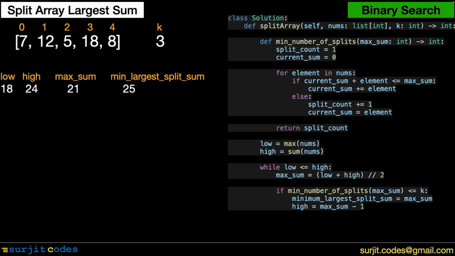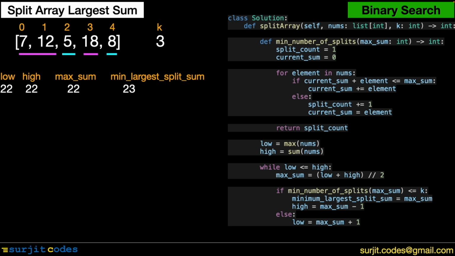In the next iteration of binary search, we set max sum equal to 21 and use it to find the minimum number of splits. This time we get 4 splits, which is more than k. This means that max sum has gone too low. So we do not save it, but rather increase the low fence of binary search to max sum plus 1. In the next iteration of the while loop, max sum becomes 23. This value gives 3 splits, so we save 23 as the minimum largest split sum and reduce high to 22.